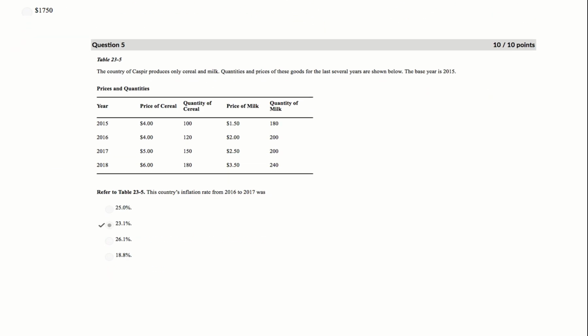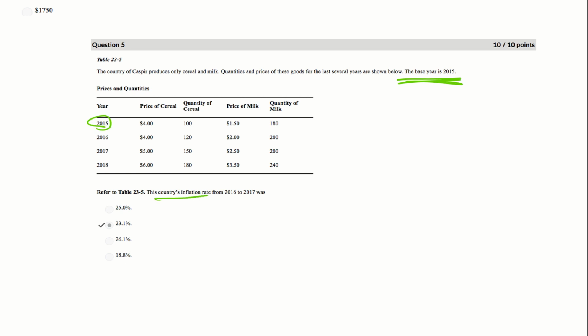Okay. All right. So this last question here is probably the most difficult question on the quiz, where you see a table like this and it's asking you to find the inflation or deflators or GDPs, and then giving you the base year. So this information is very important. We need to know when the base year is. So the base year is 2015.